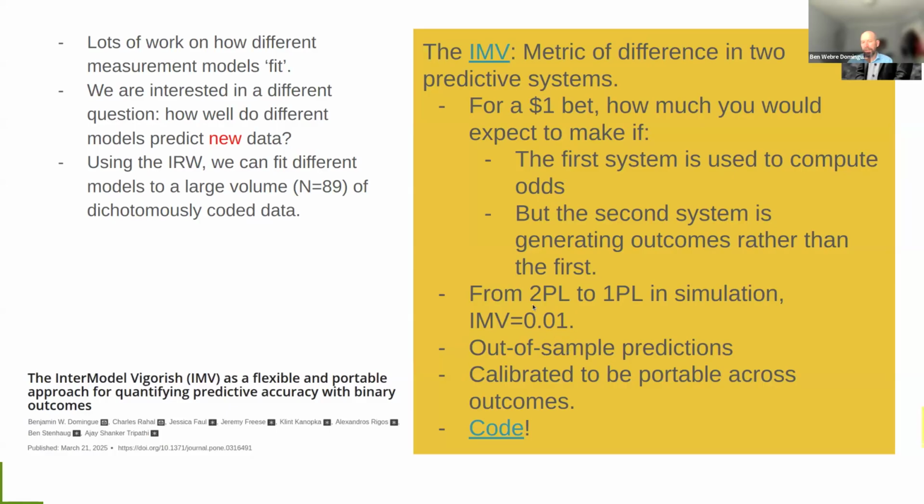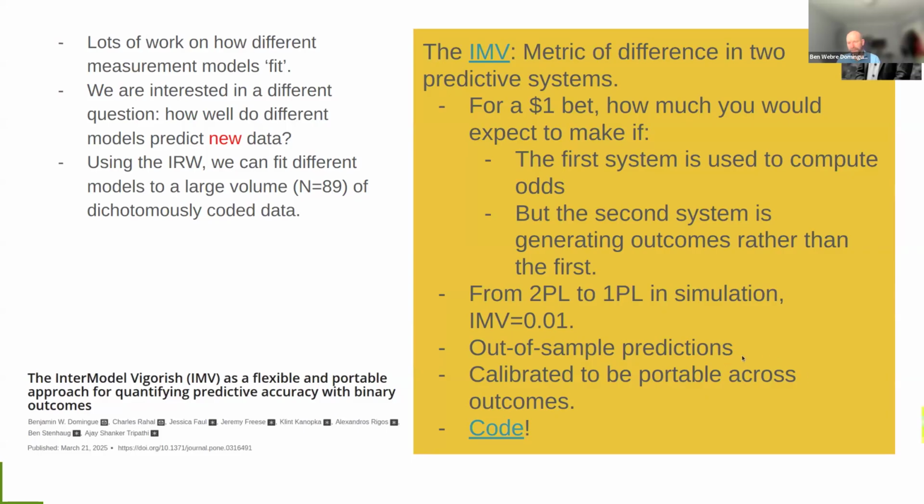As one example, in some simulation work we did, when we go from the 1PL to the 2PL, right? So we're generating data from the 2PL where we have variations in item discriminations, and we're fitting both the 1PL and the 2PL to that data. The improvement in fit associated with fitting the correct model, the 2PL, is about 0.01, right? And so this is like saying that you're expecting to make a penny, 1/100th of a dollar, for every outcome in this betting scenario that we've envisioned.